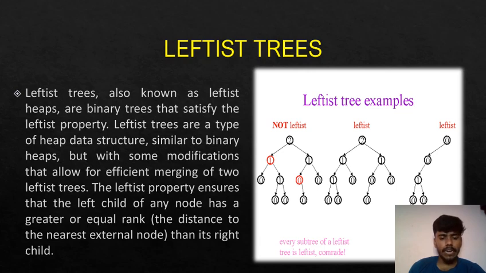The leftist property ensures that the left child of any node has a greater or equal rank, meaning the distance to the nearest external node, than its right child. Every subtree of a leftist tree is leftist.